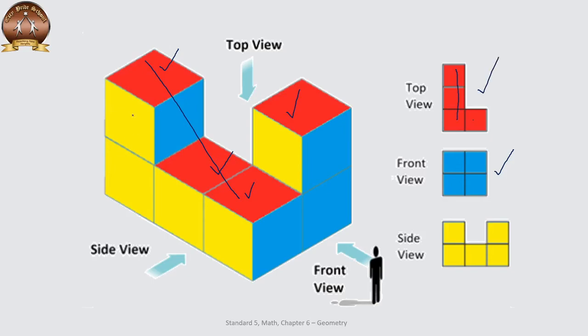Now comes the side view. If the person is standing on this side and looking at it, you can see 1, 2, 3, 4, all these in one stretch. And then this one also. So how does it look? This cube stands in this line, so it looks like a C. So this is the side view.